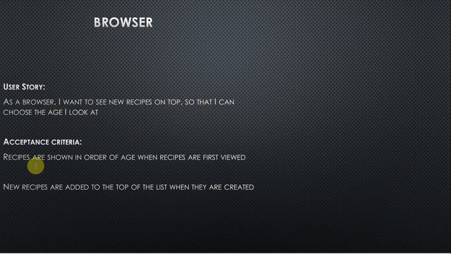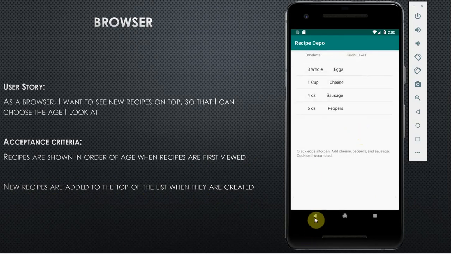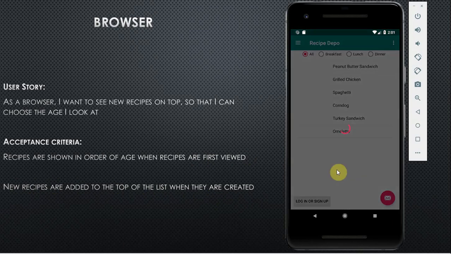As a browser, I want to see new recipes on top so that I can choose the age I look at. So recipes are shown in order of age when recipes are first viewed, and new recipes are added to the top of the list when they are created. So we can see here, I created these a minute ago. I created pancakes first, then omelet, then turkey sandwich, and so on. So the newest is at the top, and then let's log in and we'll add a recipe, and we'll see that it goes to the top and is the newest.